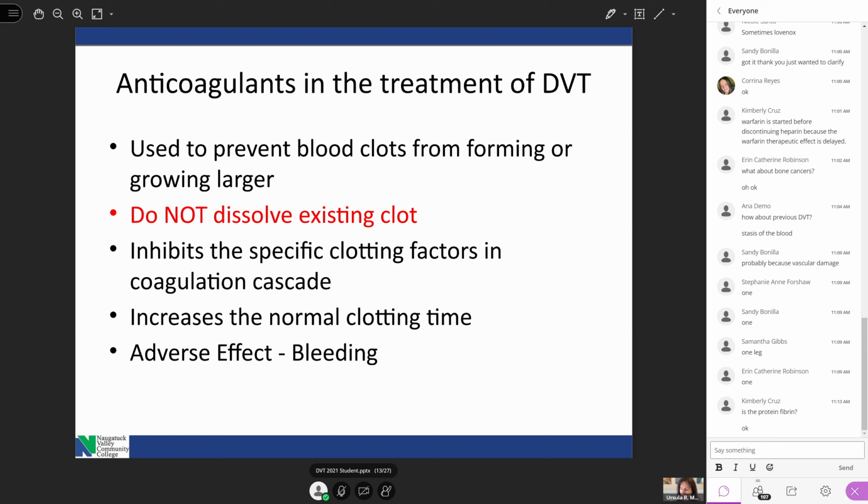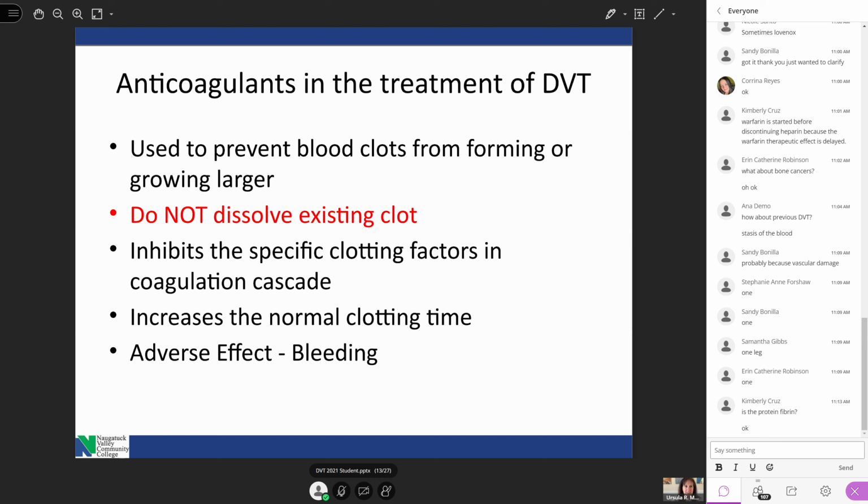So your patient has a blood clot in their leg. We put them on an anticoagulant. It is not going to dissolve that existing clot. Okay, it's not going to dissolve it. What it's going to do is prevent it from getting bigger. That's what it's going to do. And it's going to prevent more blood clots from forming, hopefully, because sometimes you can get different blood clots.